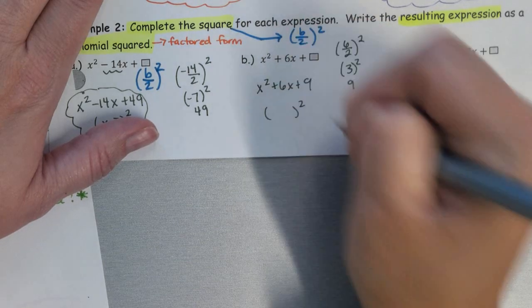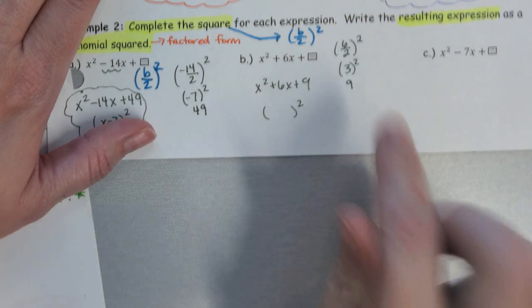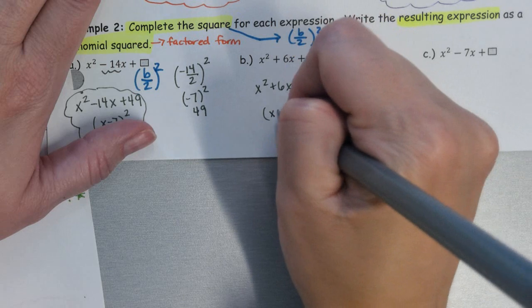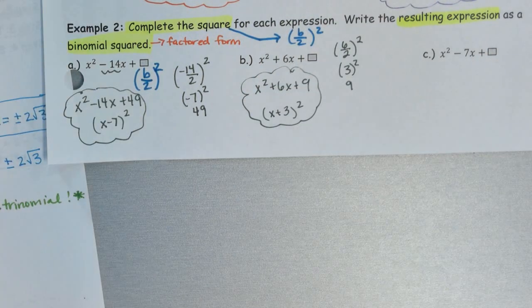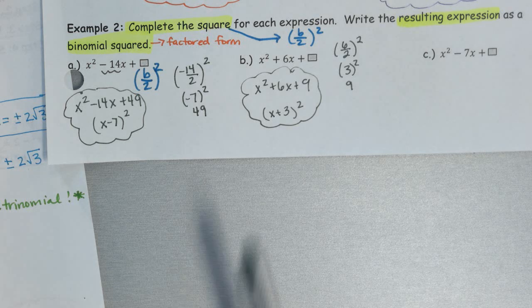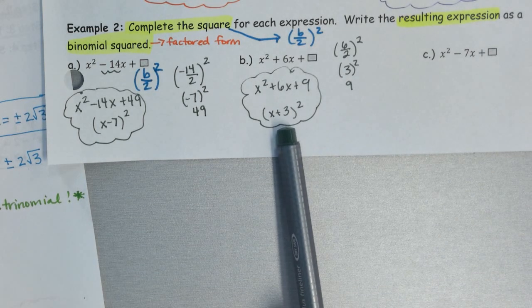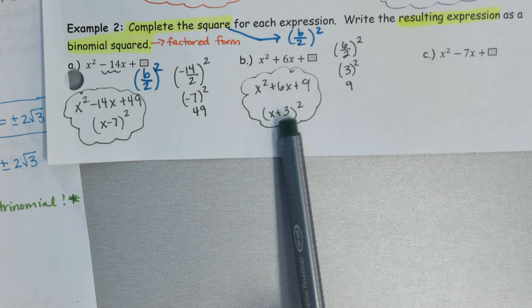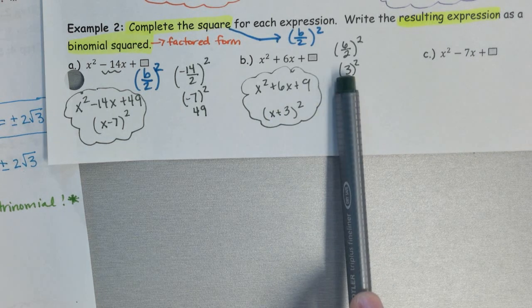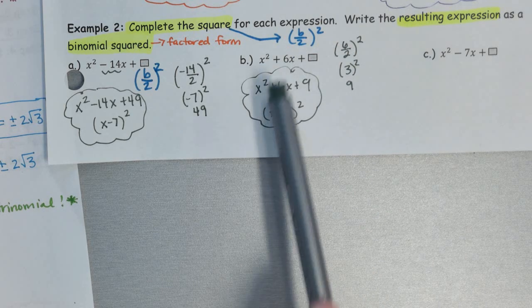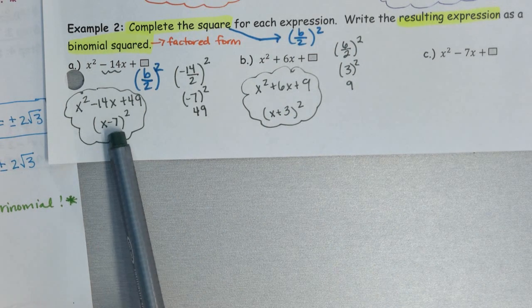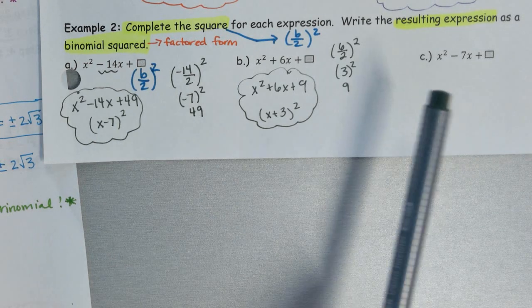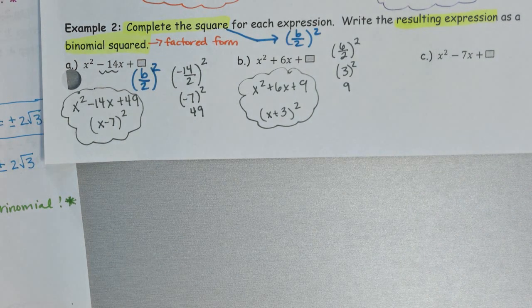Then when we're writing this in binomial form, do you guys notice another pattern here when you factor it? Where else do we see the 3? Isn't this just half of your b value? Half of 6 is 3. Half of negative 14 is negative 7. So that may make this last one a little bit easier, right?